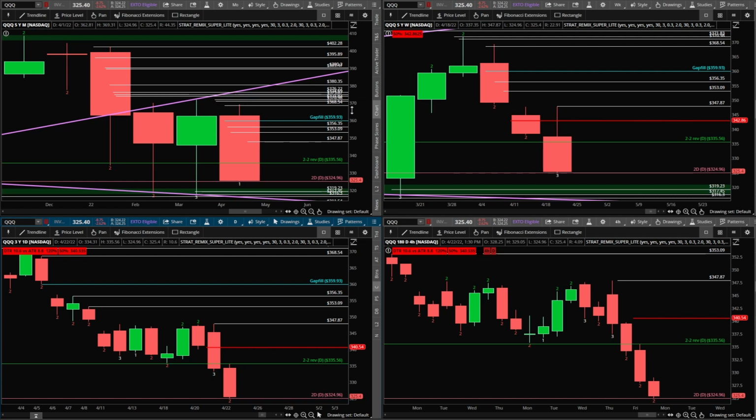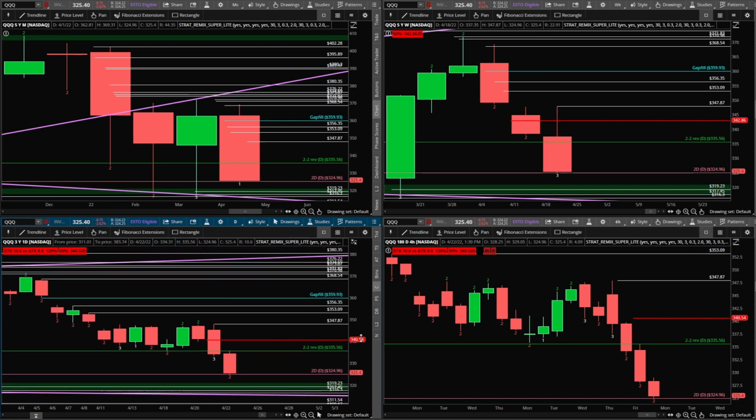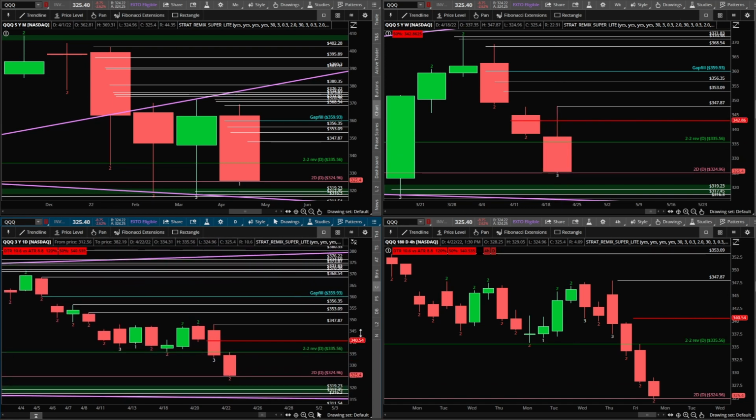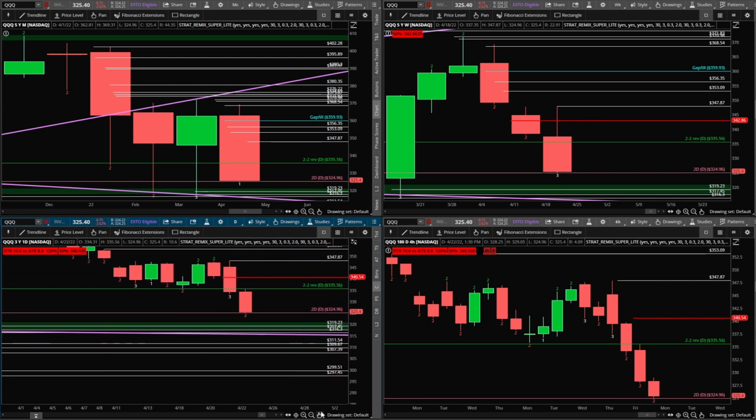All right, QQQ. So technology, not going to look pretty. 3-1 on the month, 3 on the week. Wow. So, pretty much like every other tech stock we've looked at. 2 down would be under 324.96 for the first price target of 319.23. Liquidity zone around there as well. So we'll see if it has some continued support for a bounce or not.